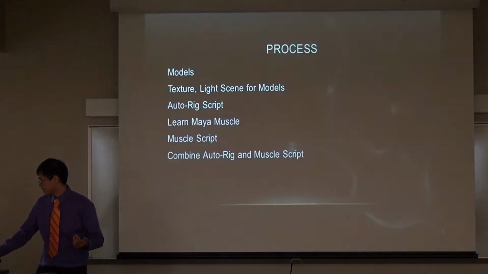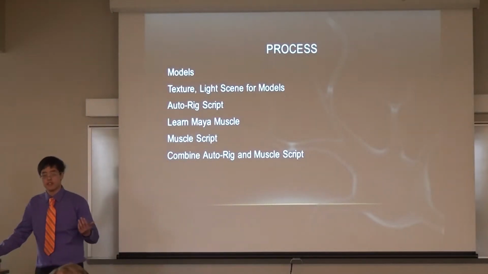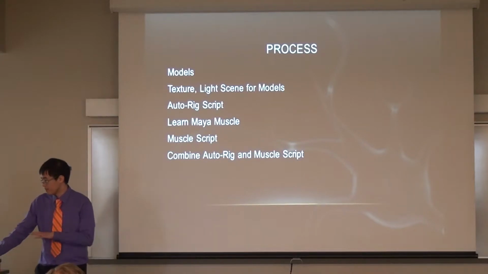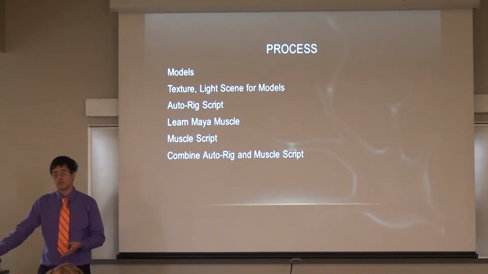So basically a breakdown of some of the process that we did for the Gantt chart. Essentially the main ones were we created models, we had to texture them, light the scenes for the models as well, create an auto rig script, learn about the Maya muscle ourselves. Then we had to create the muscle scripts, and then we had to combine them together.